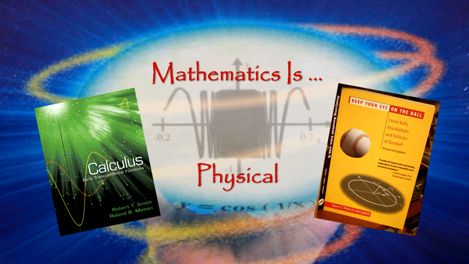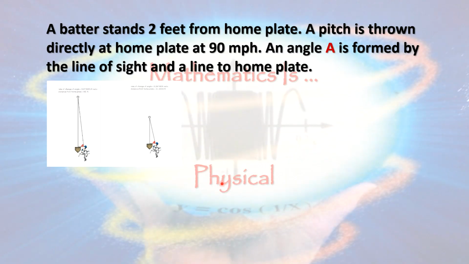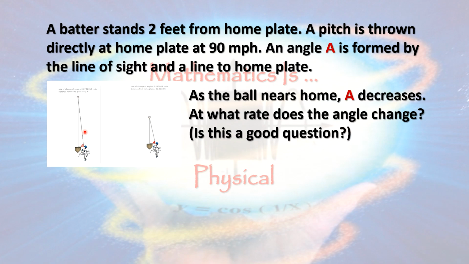Our basic setup is a batter standing 2 feet away from the middle of home plate with a ball thrown at 90 miles an hour straight down the middle of the plate. If the batter is tracking the ball, there is an angle A formed by the batter's line of sight and a segment from the batter's head to the front of home plate, as shown in the diagram. As you can see in the diagram, as the ball gets closer to the plate, this angle decreases. The question that eventually leads us to a very interesting conclusion is, how fast is that angle changing?